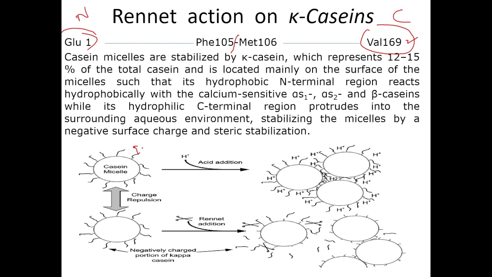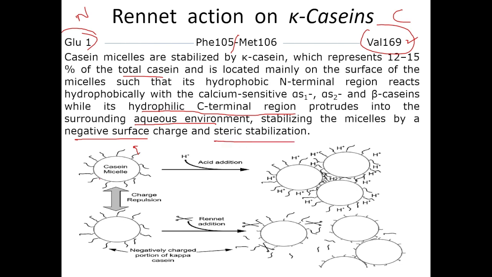Kappa casein represents 12 to 15% of the total casein and is located mainly on the surface of the micelle. Its hydrophobic N terminal region reacts hydrophobically with calcium, alpha S1, S2, and beta casein, while its hydrophilic C terminal region protrudes into the surrounding aqueous environment, stabilizing the micelle by negative surface charge and also by steric stabilization.